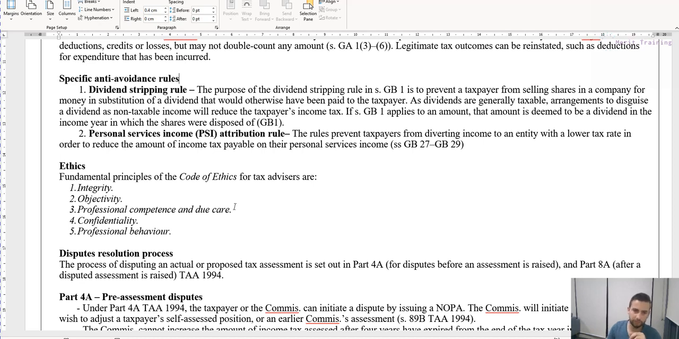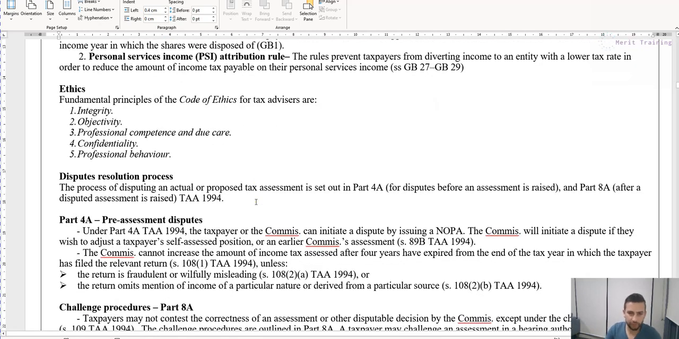Anyway, moving forward. So dispute resolution process. This is basically when you lodge your tax return and the commissioner says, I disagree with this, I'm going to lodge an amendment. And then you say, well, I disagree with your interpretation. So what I'm going to do is lodge a dispute resolution process. The process for this is set out in Part 4A, which is for disputes where an assessment is raised, and Part 4C, which is after a disputed assessment is raised.